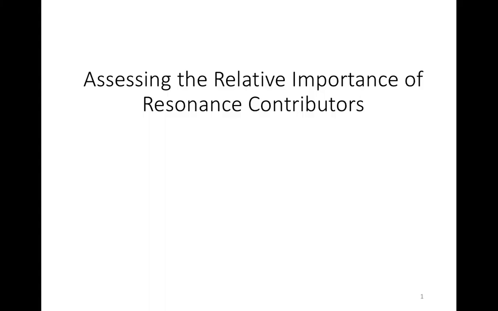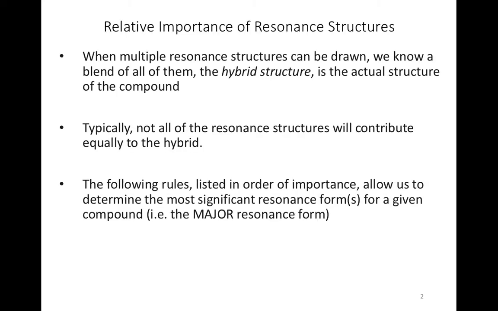Okay, in this video, we're going to be comparing the relative importance of the different resonance contributors of the same molecule. So we know that when there are multiple resonance structures for a given molecule, it's a combination of all of these resonance structures that makes up the resonance hybrid that tells us the actual structure of the compound. However, not all of the resonance structures will always contribute equally to the hybrid. Oftentimes, some of them are more important and they contribute more to the hybrid than the other ones.